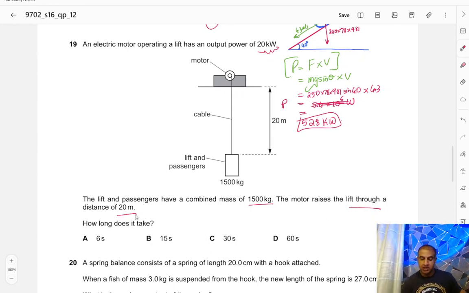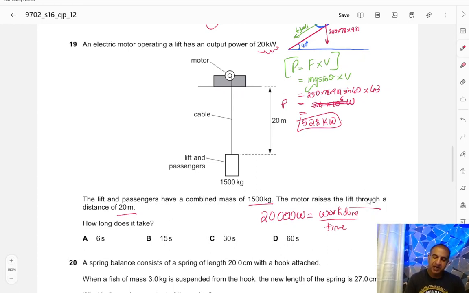Okay. So, how long does it take? So the output power is this. Power is actually work done per unit time. So we can easily do it. We can find the work done. So that is easy. That is simple. So 20,000 watts is equal to work done over time. And work done is actually mgh, because we are apparently just gaining potential energy.